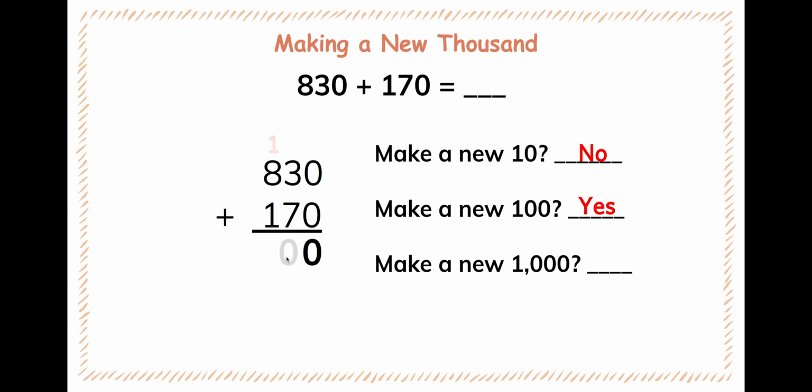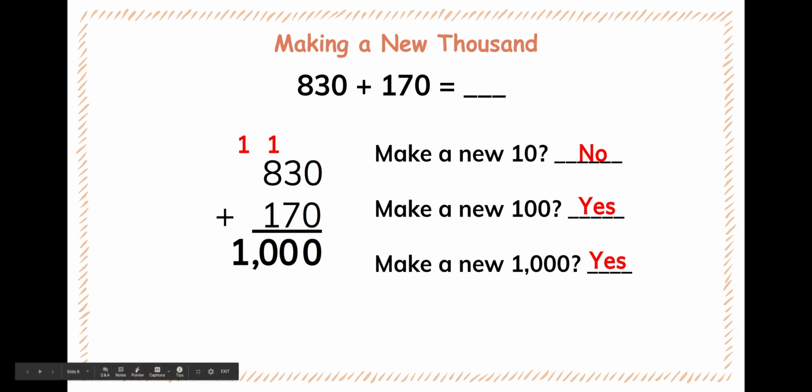That's going to be 0 leftover tens, and there's my new 100. Now I'm going to add the hundreds place. 8 plus 1 is 9, plus this new 100 is 10. 10 hundreds, we just decided, makes 1,000. So yes, I do need to make a new 1,000. I'm going to have 0 leftover hundreds and a new 1,000. 1 plus 0 is 1 thousand.